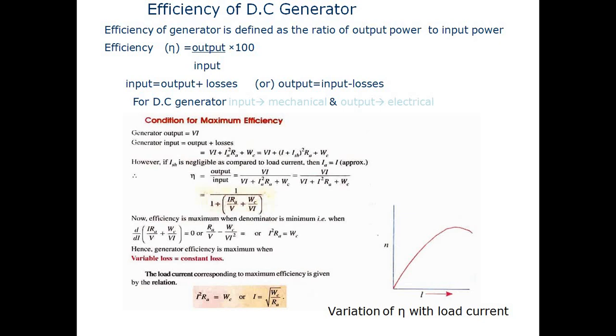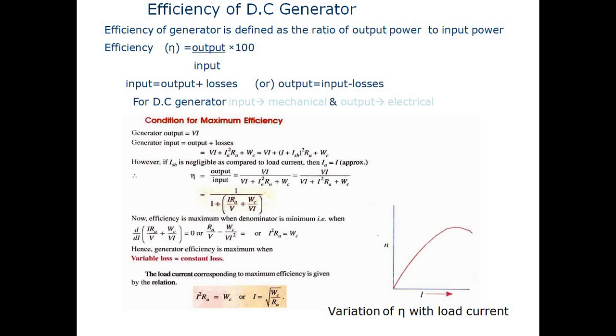However, if I_sh is negligible compared to the load current, I_a is equal to I approximately, and efficiency is equal to output divided by input. V I divided by V I plus I squared into Ra plus constant losses, that is equal to V I divided by V I plus I squared into Ra plus Wc, that is equal to 1 divided by 1 plus I into Ra divided by V plus Wc divided by V I.